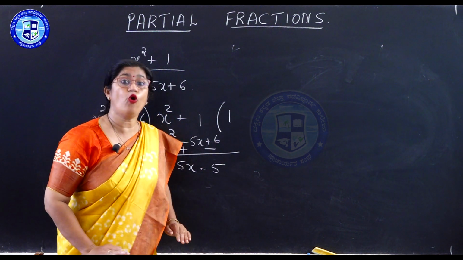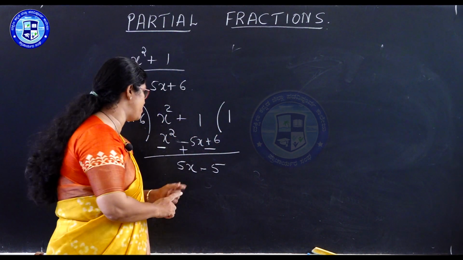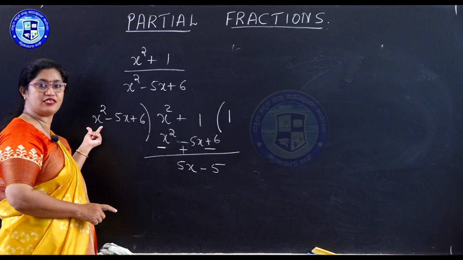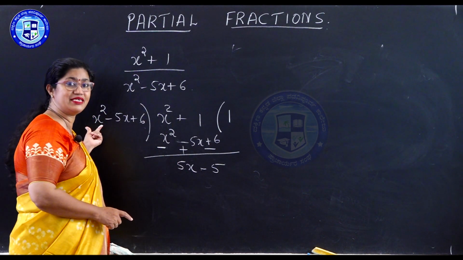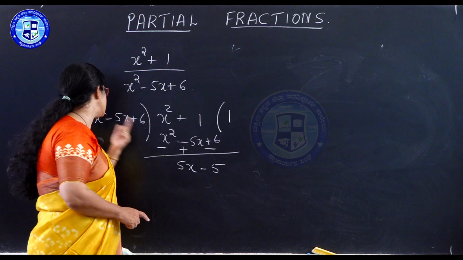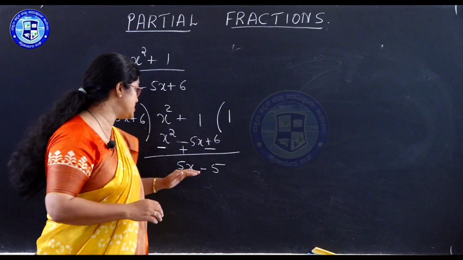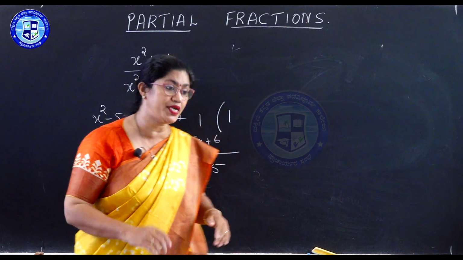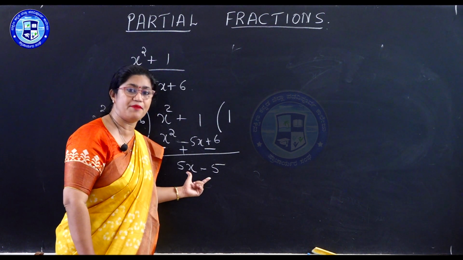The division may be over or it may not be over, I need to check. Again go for the same concept. First term divided by the first term here. First term is 5x and the first term here is x square. Now you know the degree of x is less than the degree of x square. So you know it is a proper fraction. That means this degree is less than this. So our division is over. This should be the remainder.